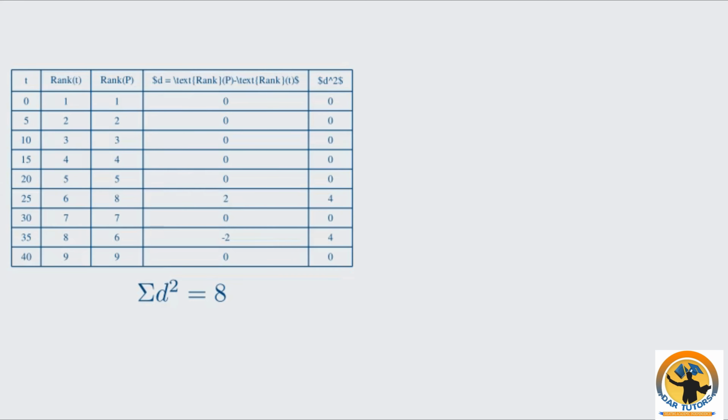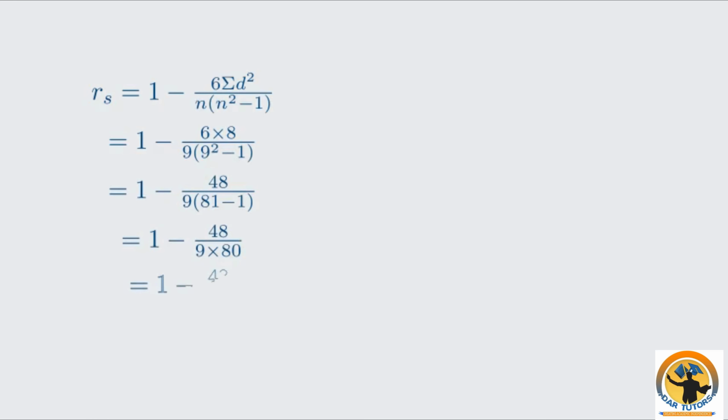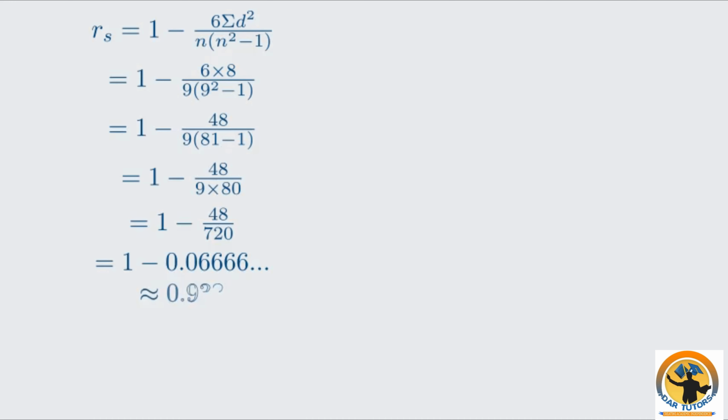Now we can substitute this into the formula. We have ΣD² equals 8 and n equals 9. Plugging these in, we get rs equals 1 minus the fraction 6 times 8 all over 9 times the quantity 9 squared minus 1. This simplifies to 1 minus 48 over 720, which is 1 minus 0.0667, giving us a final rs of approximately 0.93.